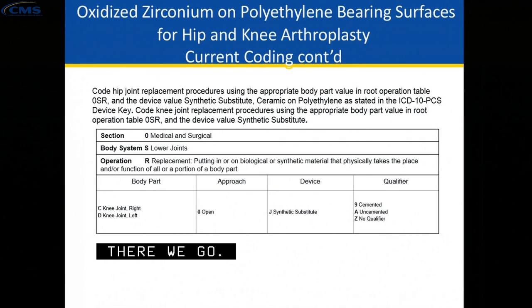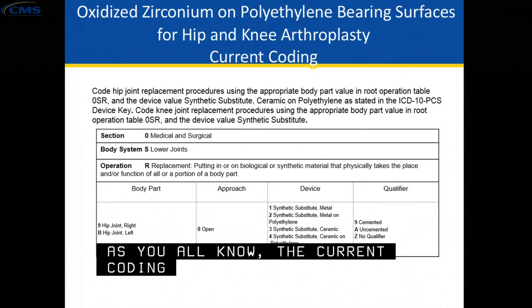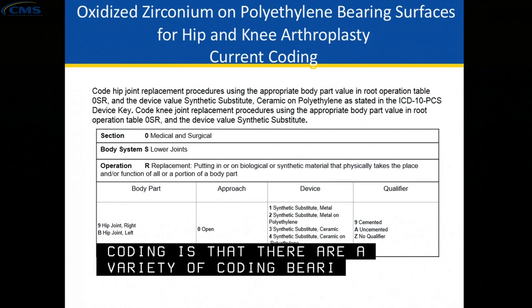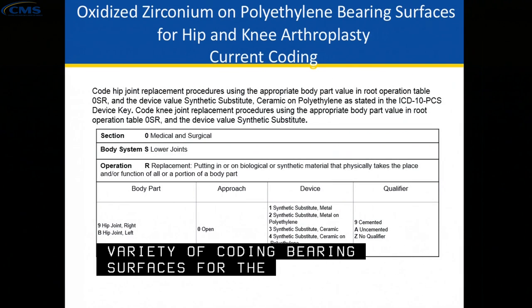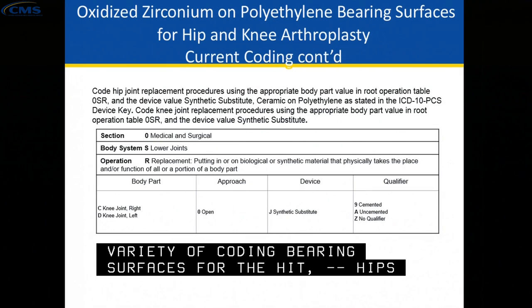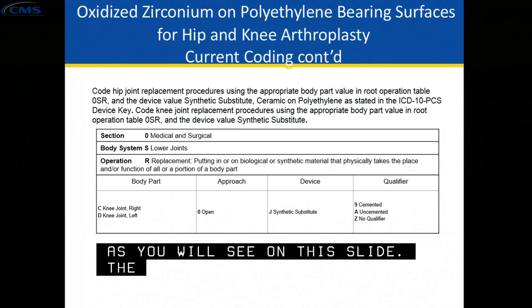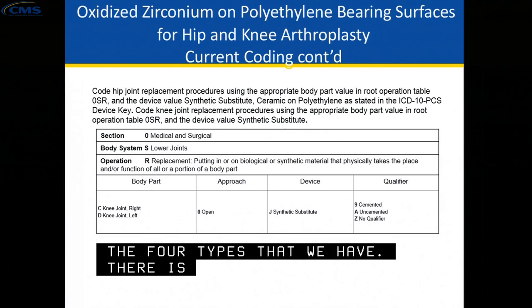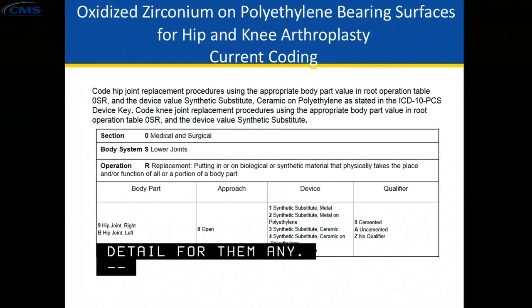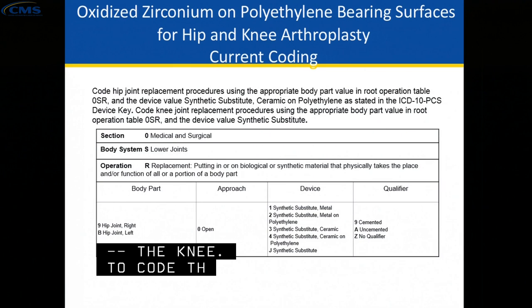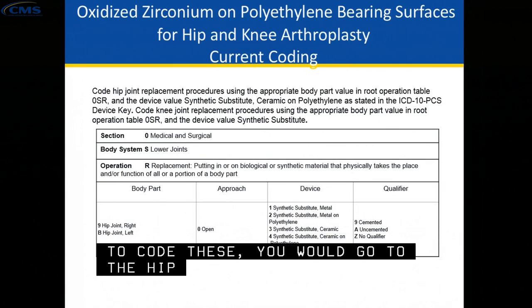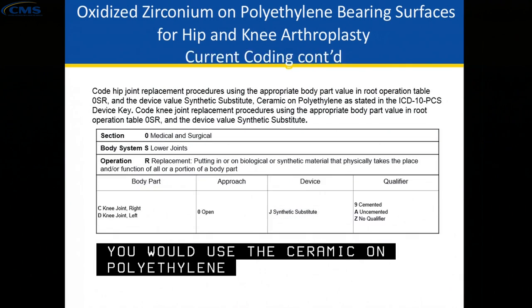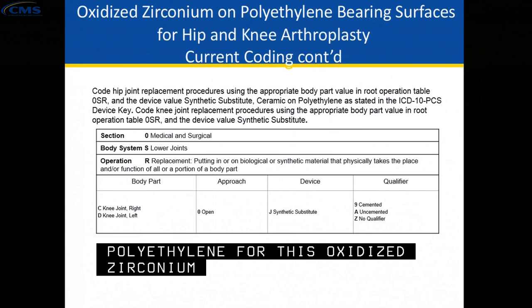Okay, as you all know, the current coding is that there are a variety of coding bearing surfaces for the hips, as you'll see on this slide, the four types that we have. There is no bearing surface detail for the knee. We only have the synthetic substitute. So, to code these, currently you would go to the hip joint procedures. And for this oxidized zirconium one, you would use the ceramic on polyethylene. So that's current coding. For the knee, you would use the J synthetic substitute.